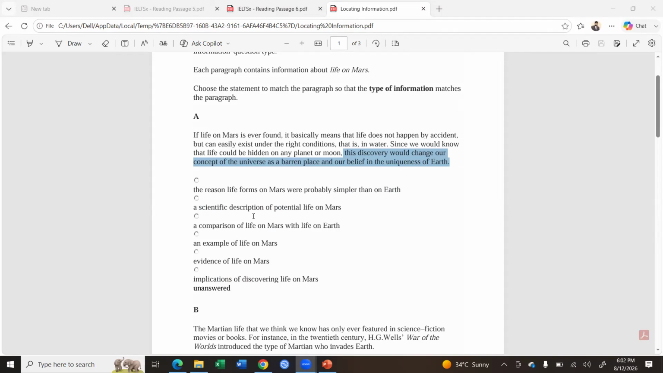Because first of all, the text starts from "if". It basically means that life does not happen by accident. There is no proof of the discovery of life on other planets. So it is just a scientific description of potential life on Mars.